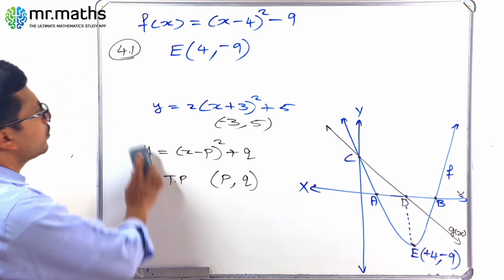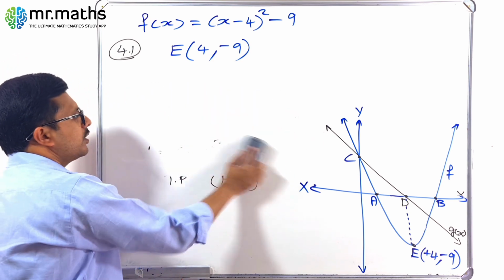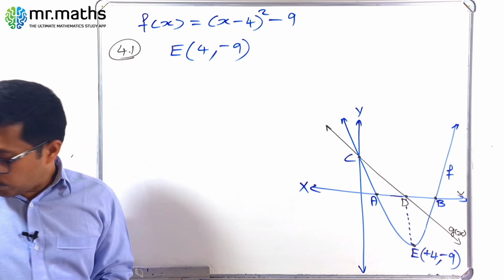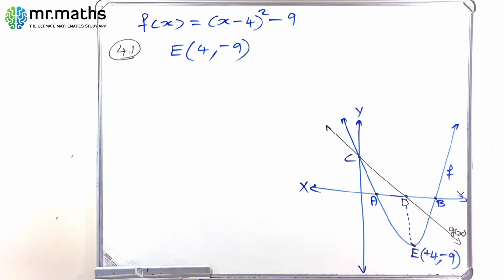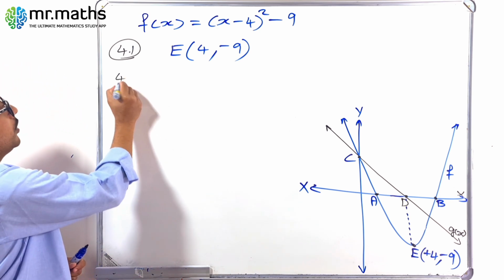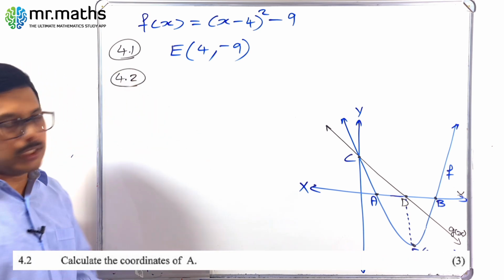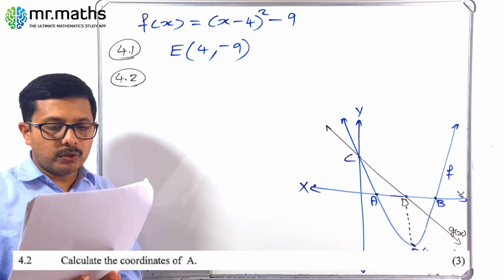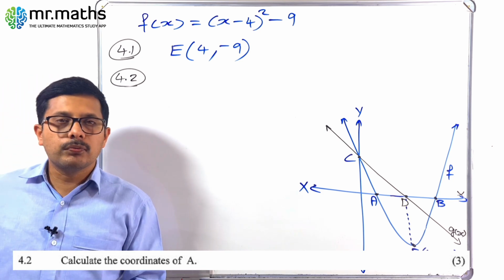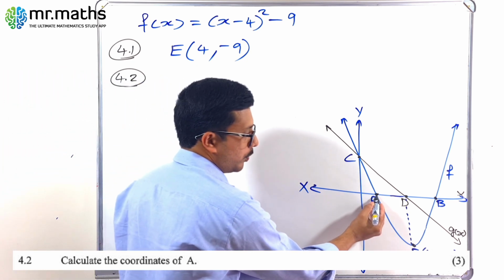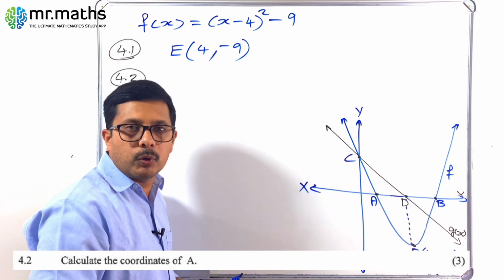Now next question, question number 4.2. That's a simple question. 4.1 was a grade 9 question. Question number 4.2. What is that question? Calculate the coordinates of A. You have to find the coordinates of A. Where is that A? This point. What is the name of that point?